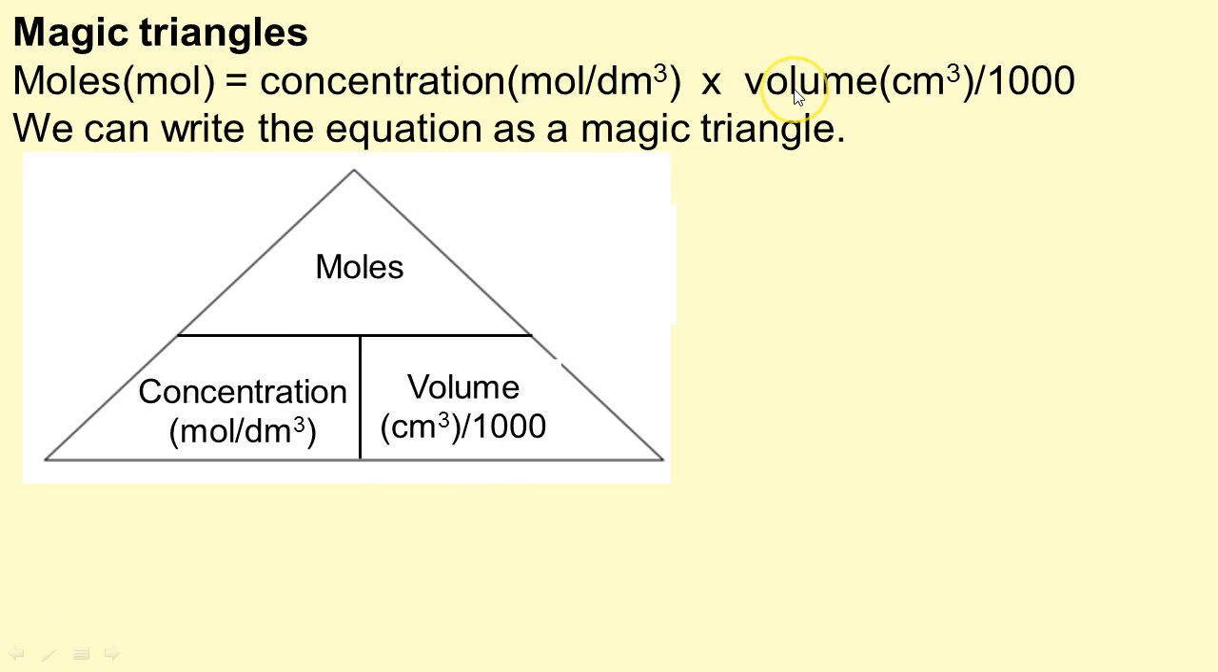One final note, often volumes are given in centimeters cubed, so you will often need to convert volume in centimeters cubed to decimeters cubed by dividing by 1000. So your magic triangle would look like the following, with volume in decimeters cubed replaced by volume in centimeters cubed divided by 1000.